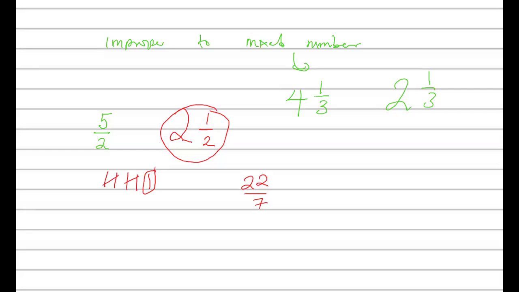The answer will be 3 whole number 1 over 7. Yes, thank you. It's going to be 3 wholes, because 22 divided by 7 is 3, then it's going to be remaining 1 over 7. That is it. So what about 10 over 3?